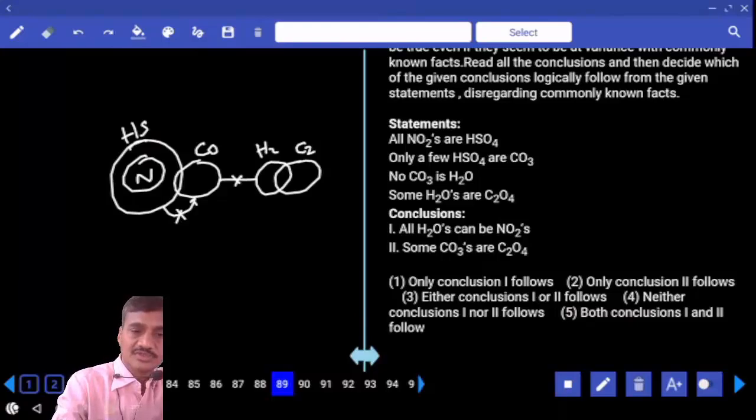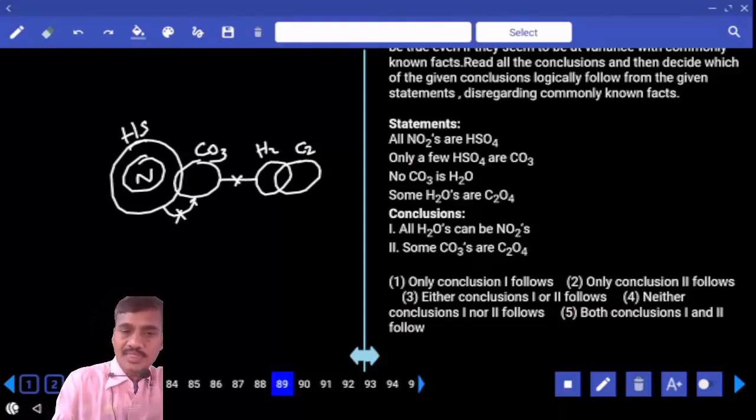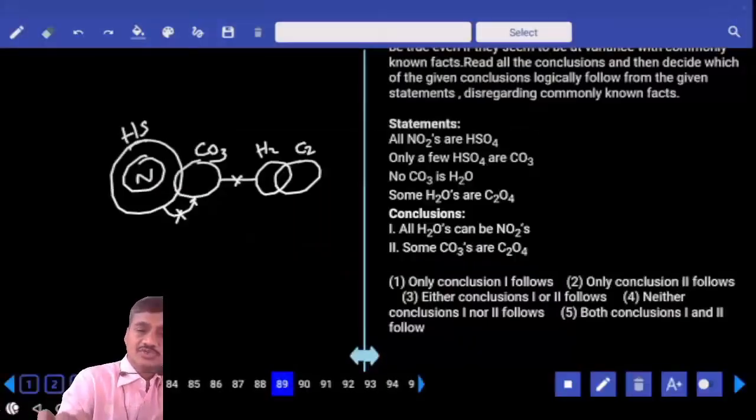Now this is CO3. And coming to this one, all H2Os can be NO2s. This entire H2O cannot be intersected with the CO3. Now tell me whether I am able to bring it here or not.